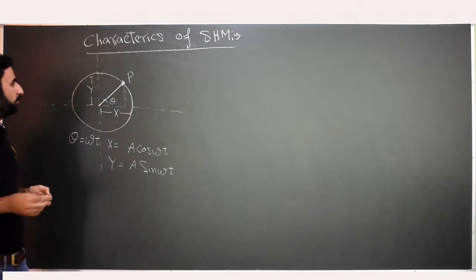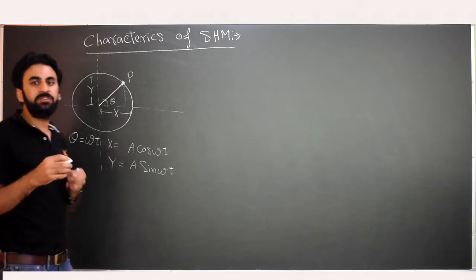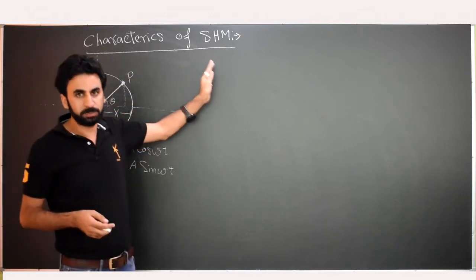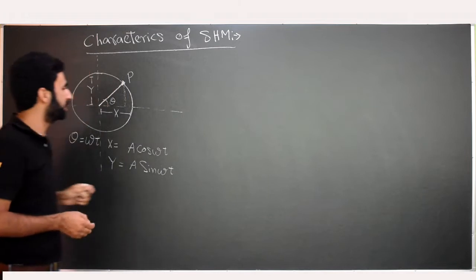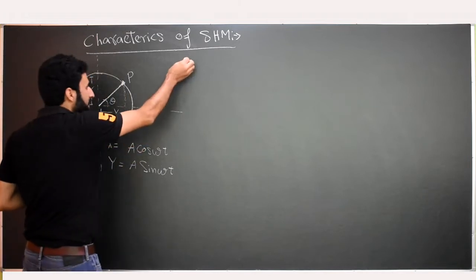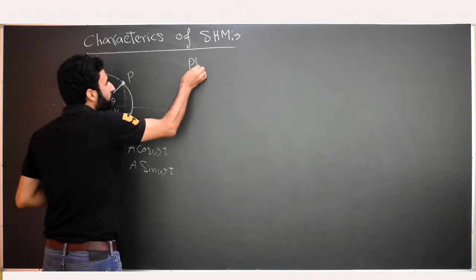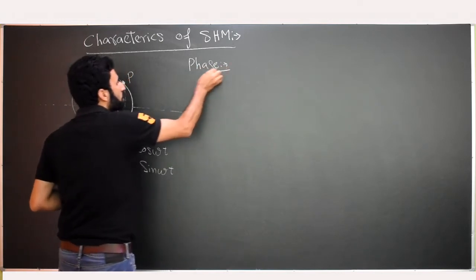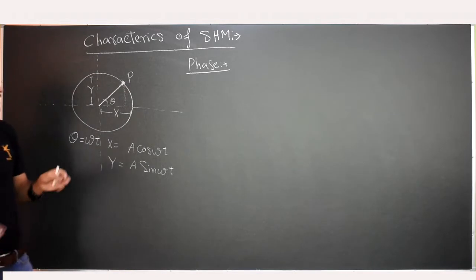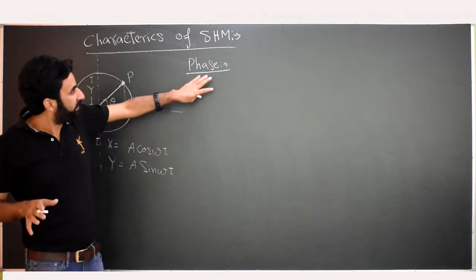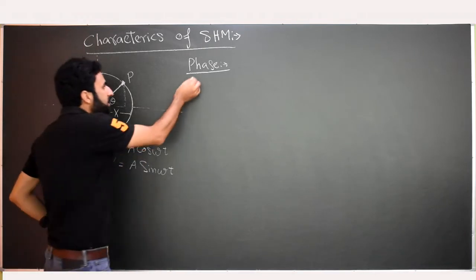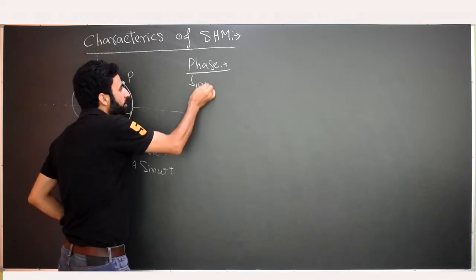Now first, before we derive the expressions for displacement, velocity and acceleration of a particle, we can define the phase of a particle executing simple harmonic motion. Just try to understand that as far as the phase of a particle executing simple harmonic motion is concerned, this phase is a physical quantity.